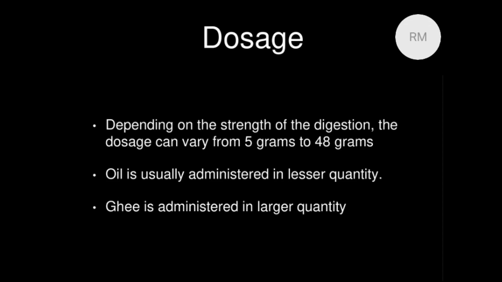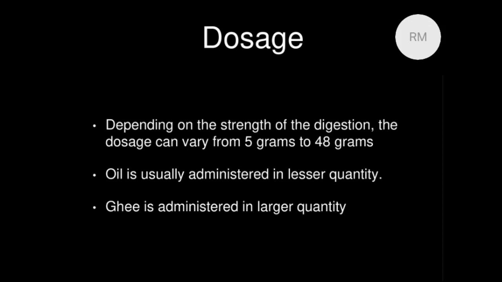So oil and ghee, this is the difference: oil is usually administered in less quantity. It's administered mostly for external use. Even when it is taken internally, it is given in a smaller quantity. Ghee is generally administered in larger quantity, and it is given for internal use. So this is the variation from 5 grams to about 48 grams.